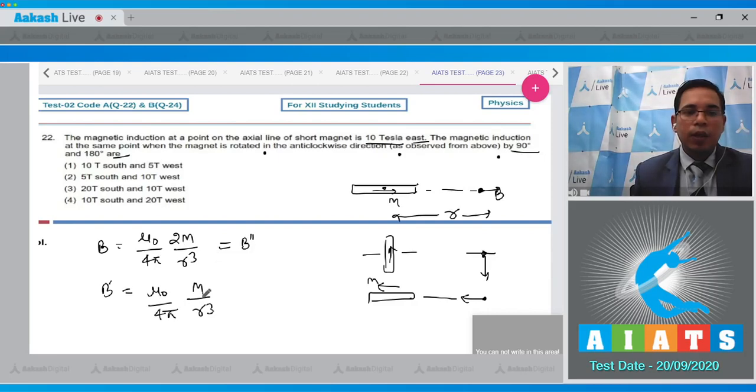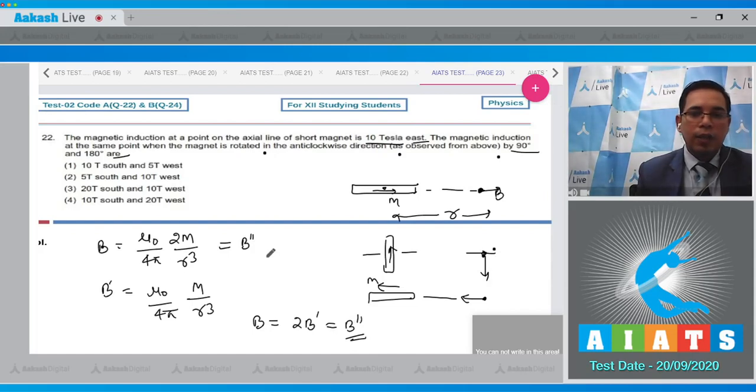Now from the given three conditions we can see that B is equal to 2 times B dash, and that is equal to B double dash. Hence in the second situation there will be 5 Tesla, and in the third situation, we can see that it will be 10 Tesla. In the second situation it will be 5 Tesla. Hence second option will be the correct answer.